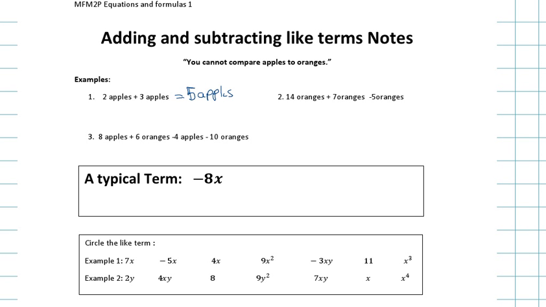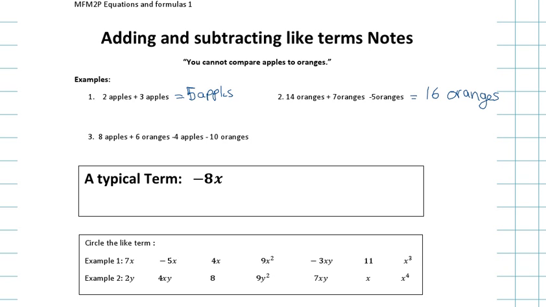Now, how about when I have 14 oranges plus 7 oranges minus 5 oranges? Again, you were able to add these together and subtract them because we're talking about the same fruit.